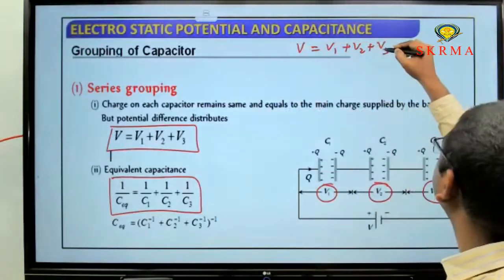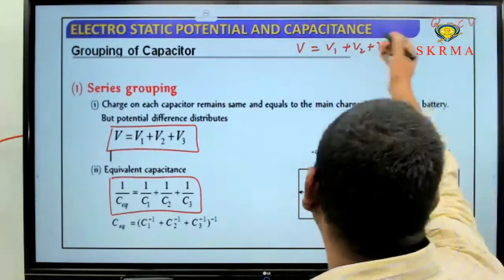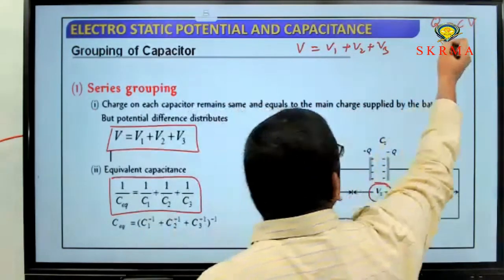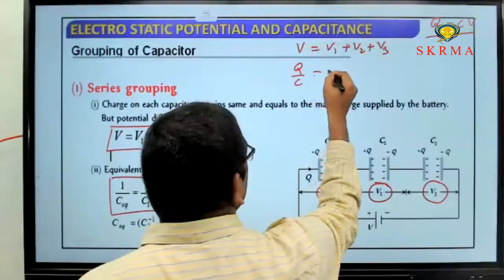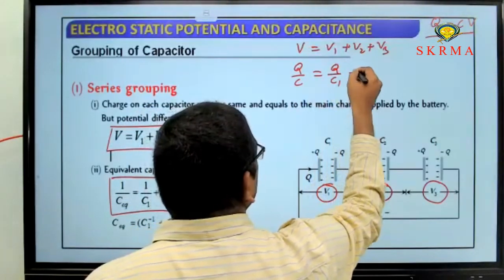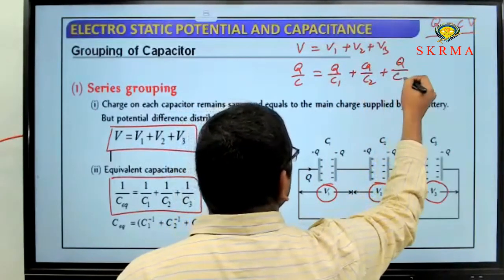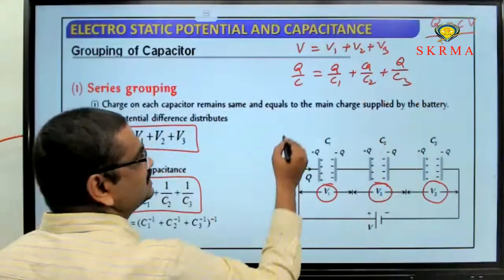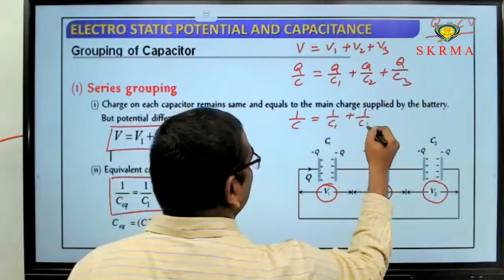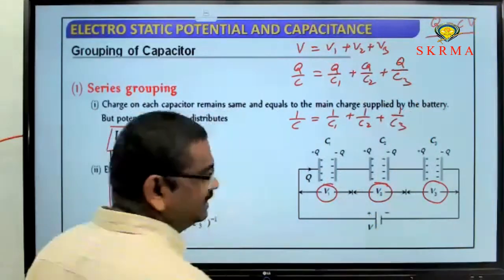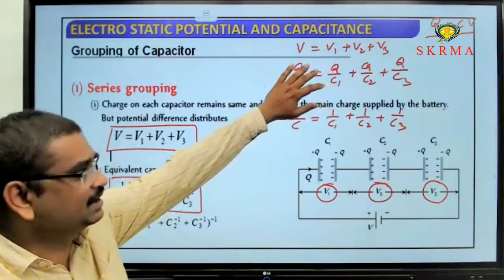Now from the basic relation between capacitance and charge, Q equals CV, can you write V from this equation? That is Q by C. Here Q by C1, here Q by C2, here Q by C3. Just take Q as common and cancel, then you will get 1 by C equal to 1 by C1 plus 1 by C2 plus 1 by C3. This is the basic derivation for equivalent capacitance.